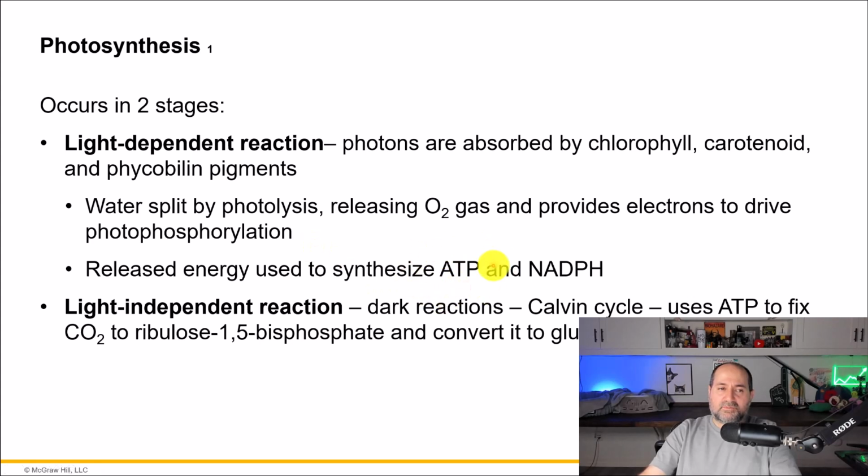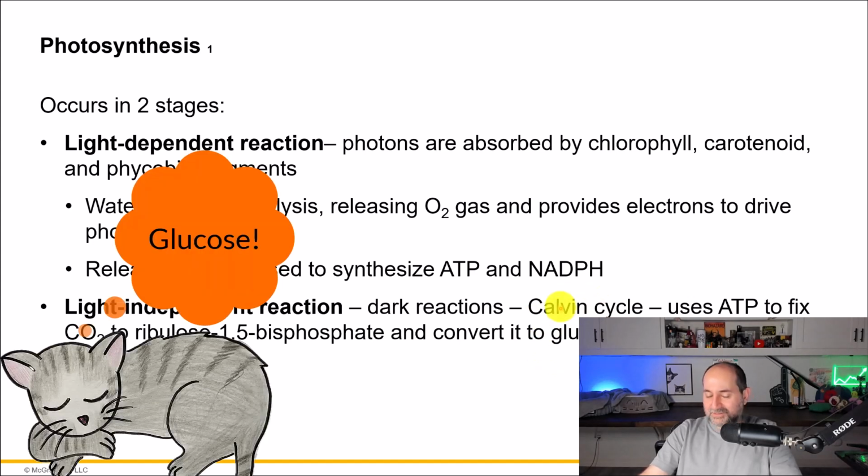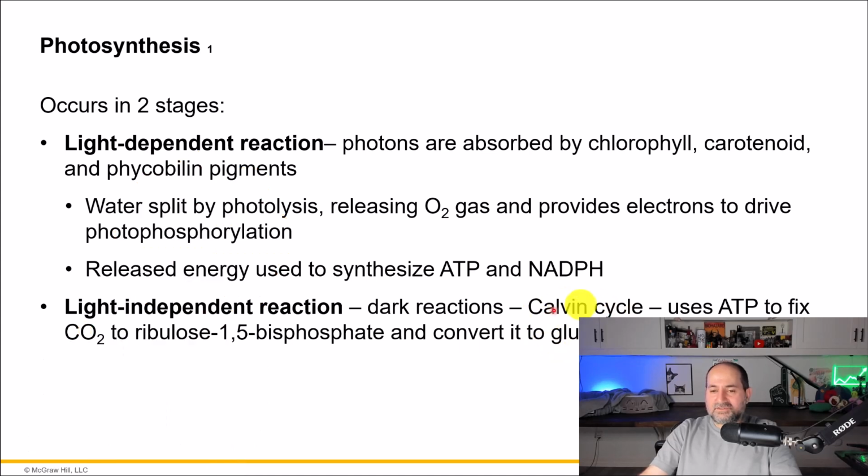The ATP from the light-dependent reactions, as well as the NADPH from the light-dependent reactions, as well as CO2 from the atmosphere, come together during the Calvin cycle in order to produce what? Can you beat Wicket? That's right, Wicket. Glucose. The whole point of photosynthesis is to make this glucose, because that's what's going to allow you to feed yourself.